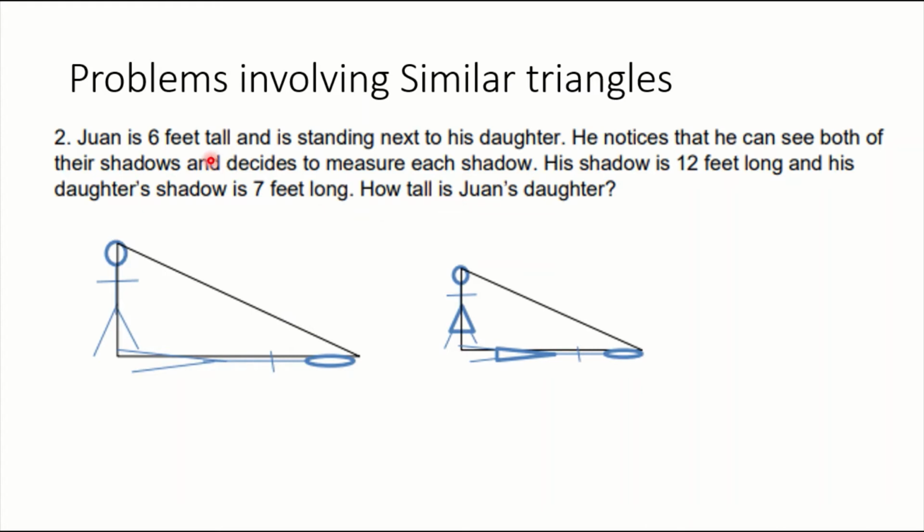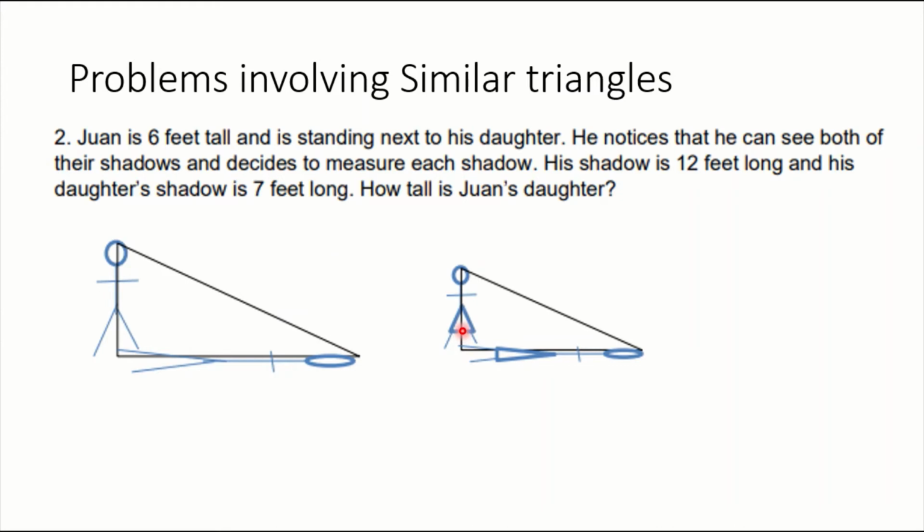Okay, let's analyze the question. Juan is 6 feet tall. Okay, so this is Juan, the father. He notices that he can see both of their shadows. So, this is his shadow, this is his daughter's shadow. His shadow is 12 feet long. And his daughter's shadow is 7 feet. And the question is, how tall is his daughter now?